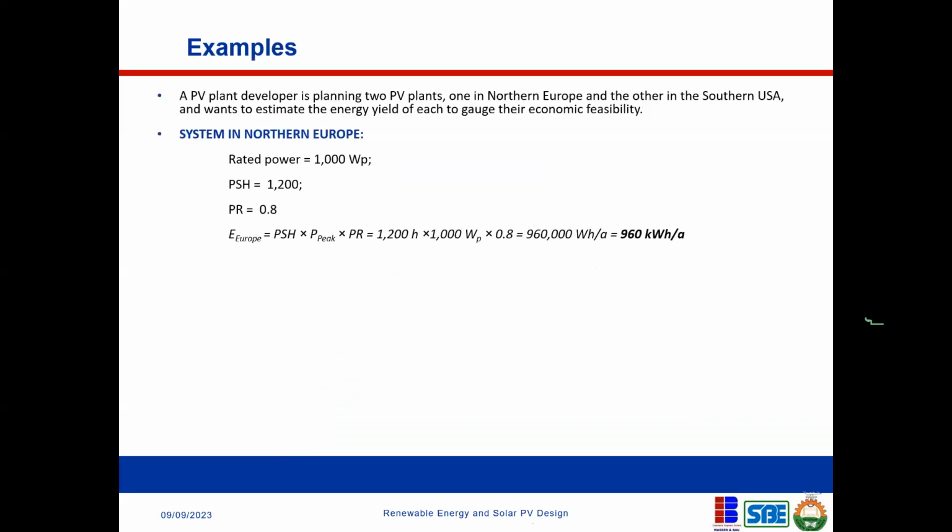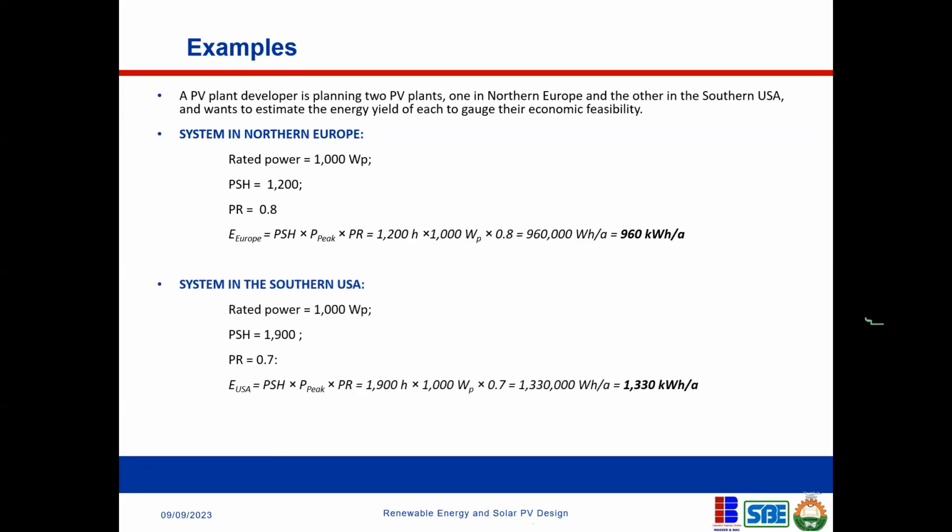So this is an example. A PV plant developer is planning 2 PV plants, one in Northern Europe and the other in Southern USA, and wants to estimate the energy yield of each to gauge their economic feasibility. So energy yield is very, very important when you want to do technical and economic feasibility. So we have an investor that wants to invest in 2 different sites, one in Northern Europe, one in Southern USA. Okay. So let us calculate the energy yield from these 2 power plants.